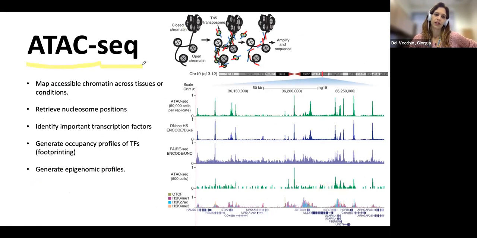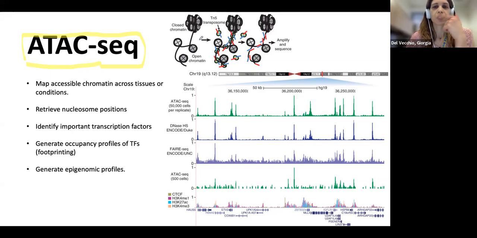Okay, then finally, I want to talk about ATAC-seq. So we are still talking about chromatin here. The ATAC-seq is useful to map the accessible chromatin across tissues or different conditions, and also retrieve nucleosome positions.